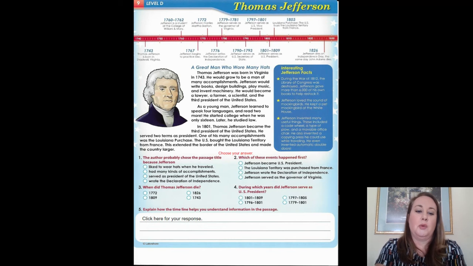But let's look at question number 1. The author probably chose the passage title because Jefferson... Jefferson did what? When we're talking about the passage title, I need to go back to the title of what I just read. And I read A Great Man Who Wore Many Hats. So let's look at our options. Jefferson liked to wear hats when he traveled. He had many kinds of accomplishments. He served as President of the United States. And he wrote the Declaration of Independence.